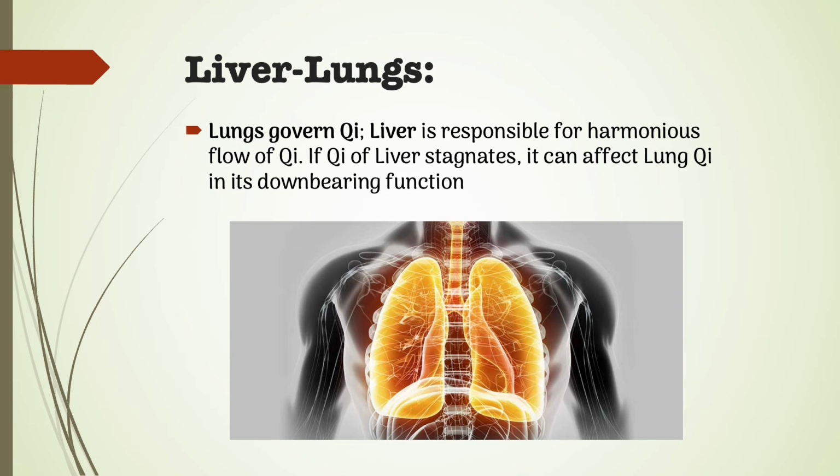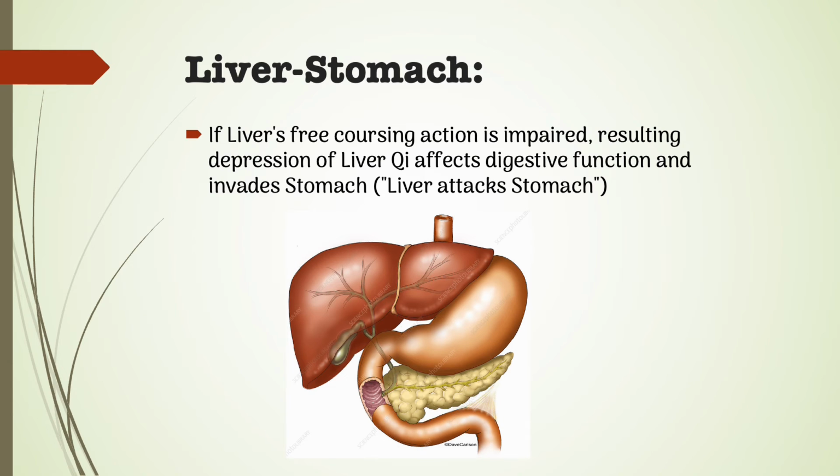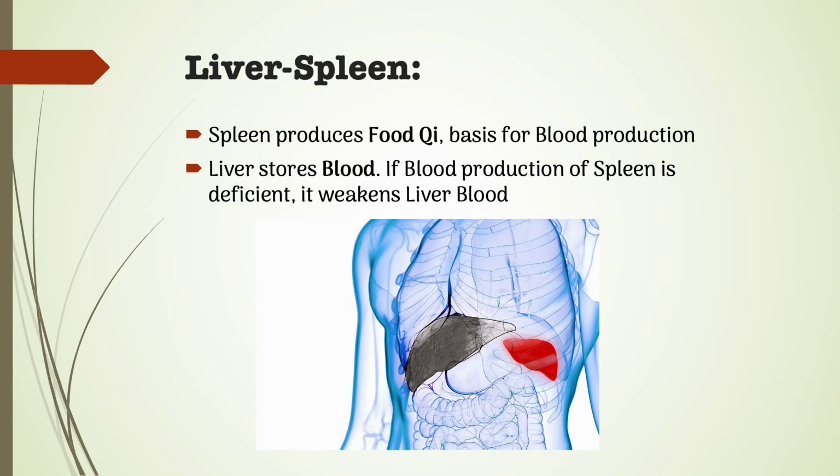The lungs govern qi. Liver is responsible for harmonious flow of qi. If qi of the liver stagnates, it can affect the lung qi in its down-bearing function. Lung qi can accumulate and stagnate in the thorax. Liver requires lung qi in order to regulate blood. If liver's free coursing action is impaired, the resulting depression of liver qi affects digestive function and invades stomach. Liver attacking the stomach.